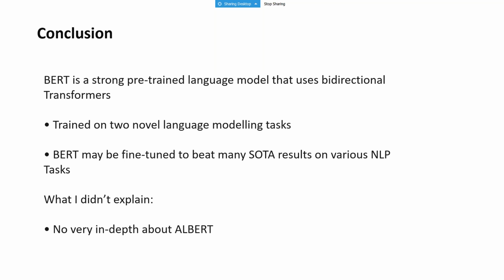So this is what I mean. With the conclusion, I will say BERT is a strong pre-trained language model that uses bidirectional transformers trained on 2 novel language modeling tasks. BERT may be fine-tuned to beat many SOTA results on various NLP tasks. What I didn't explain is the mathematical side of BERT. I will try to take a more in-depth session on it later. That's why I did not take that part. So these are the sources.